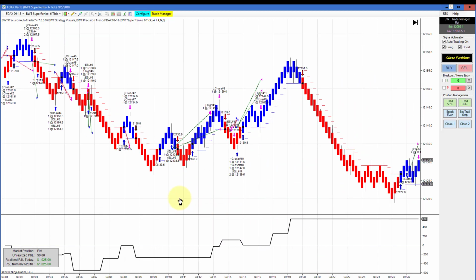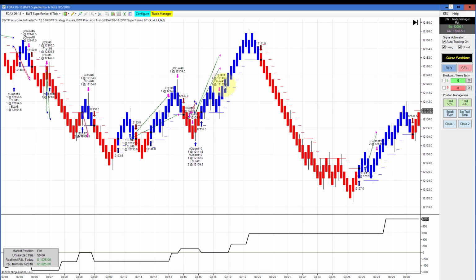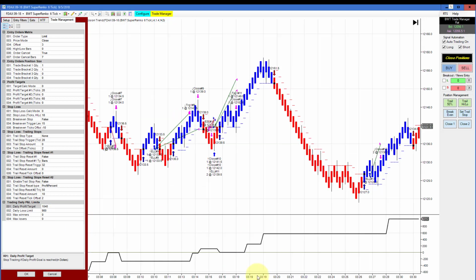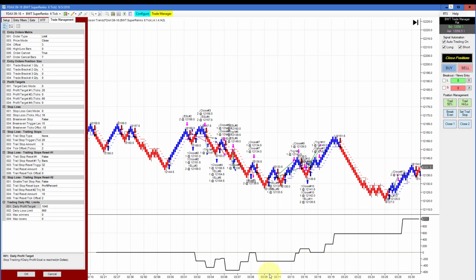and came up to 1025 here. So this actually hit its goal. I lowered the goal on this one to 1040. So this came back and hit its goal, and this all happened in 30 minutes of trading, as this is a pretty small time frame.